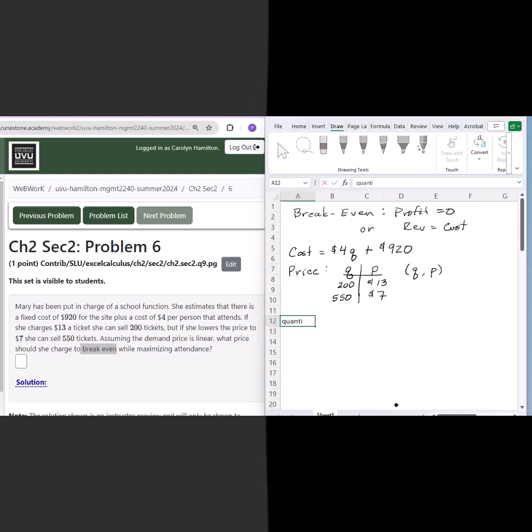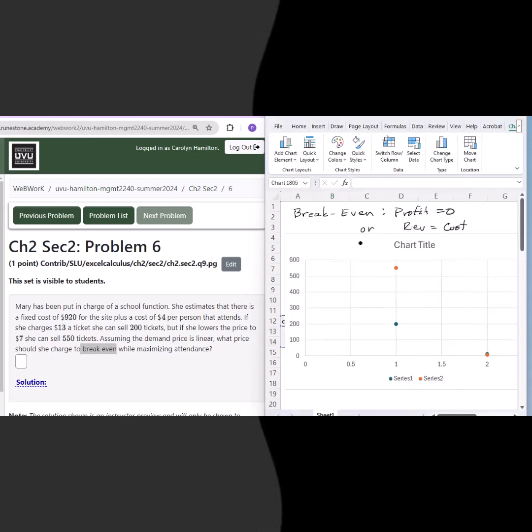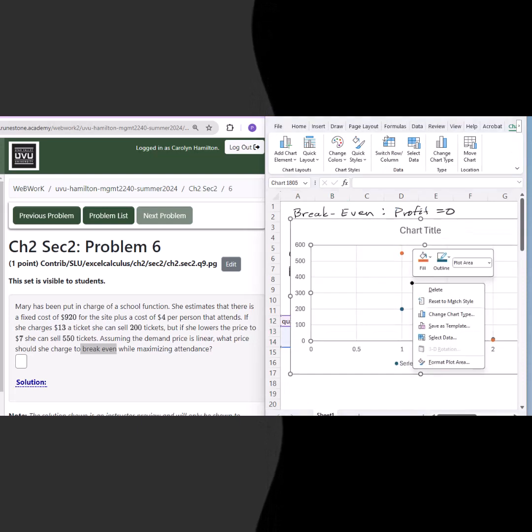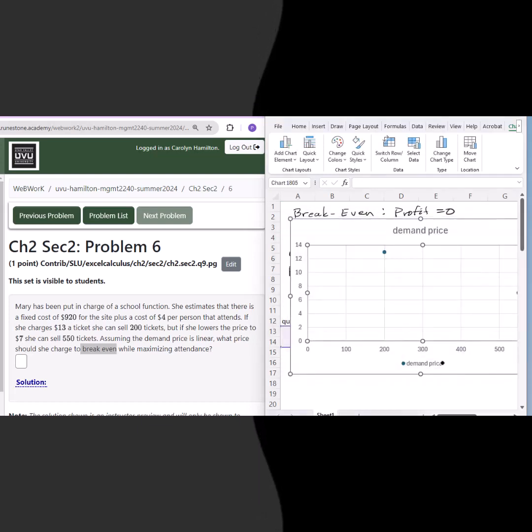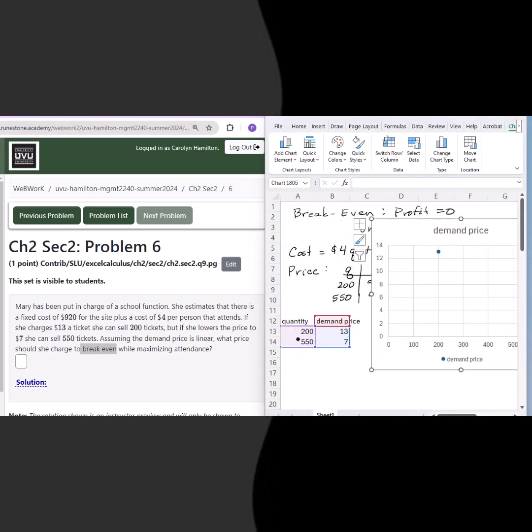I have quantity and price. That's the demand price, the selling price. Quantity is 200, demand was 13, quantity is 550, demand is 7. Then I can graph those data. And it didn't pick it up correctly. See how it's off? So let me right click and select data and switch the row and column. Now I have demand price and the color coding looks correct. The X values in purple, the Y value header in red, and then the values in blue.